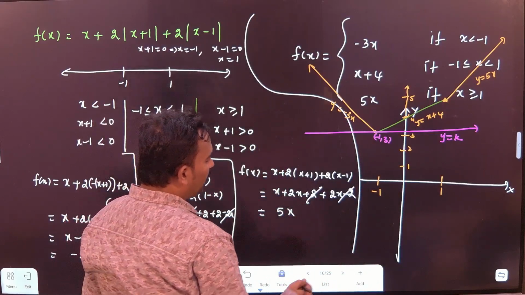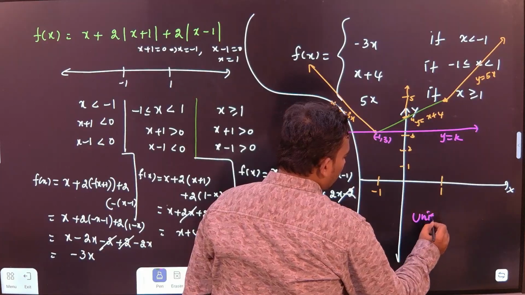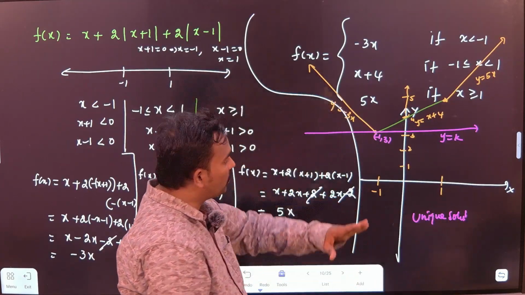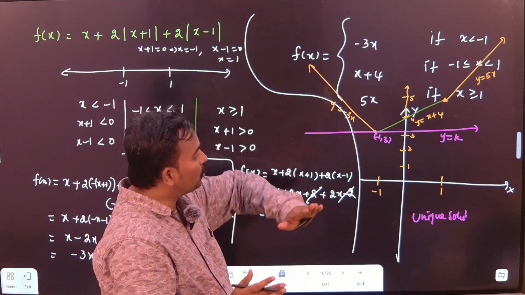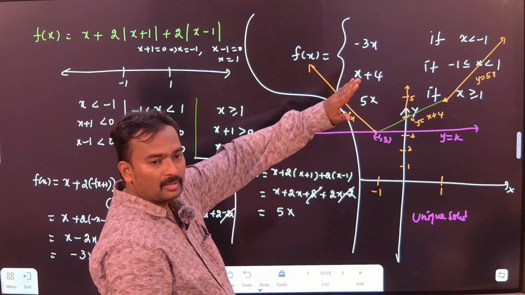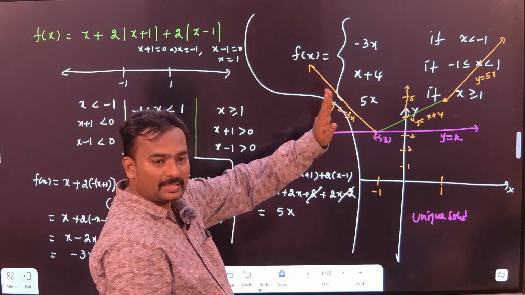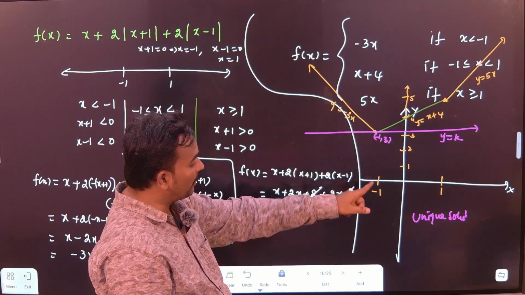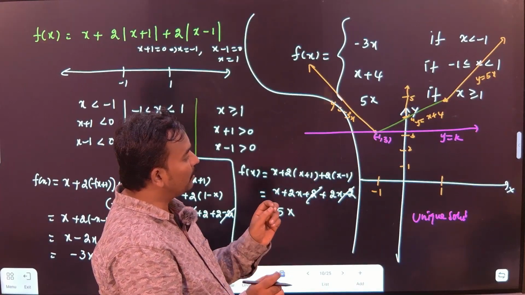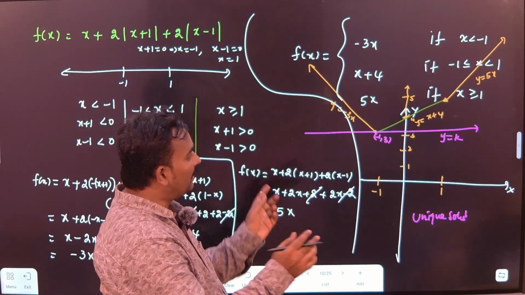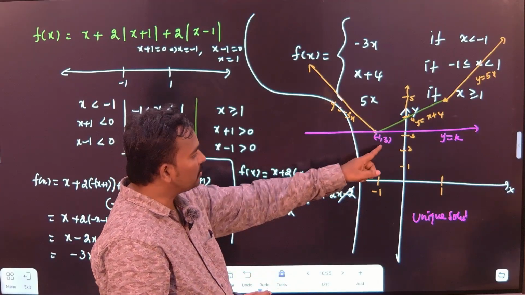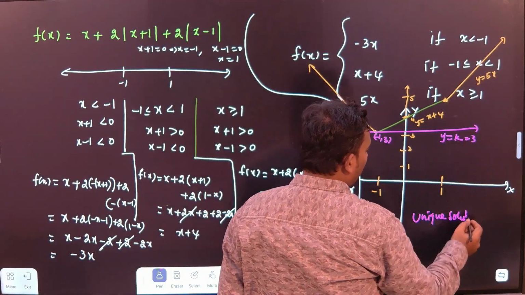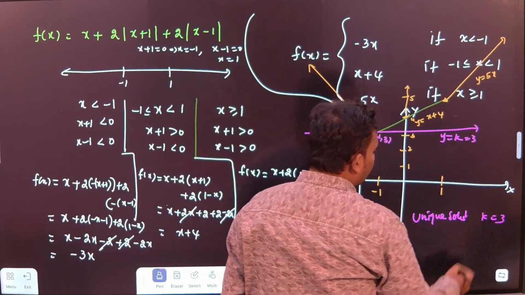So, therefore, the unique solution, what value is possible? Because you can draw the parallel line throughout the graph, right? It will cross at exactly one point at x equal to minus 1. That k value should be what? Y value, no? It is parallel to the x-axis. You have to take the y coordinate. Y is equal to 3. This k is equal to 3 only possible. That is k is equal to 3.